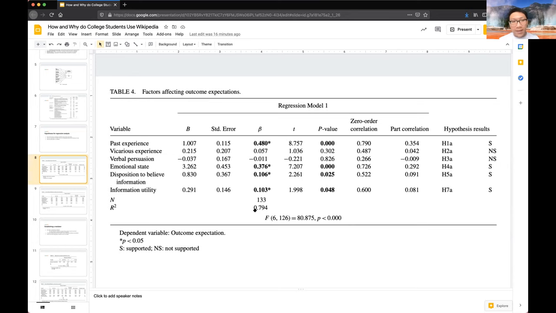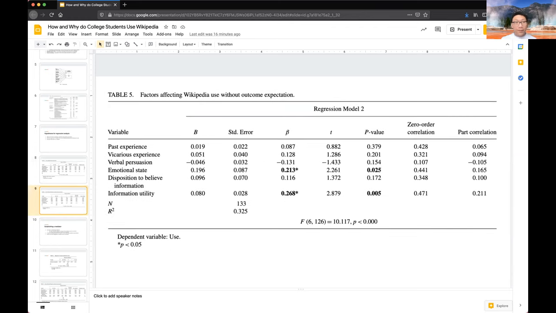I didn't notice if they actually discussed this. Okay, so the next one is that they try to see if the independent variables are directly related to the actual use of Wikipedia. So you don't see the mediator here. This is not considering the mediator. These are again the independent variables, but the dependent variable here is the use instead of the mediator.